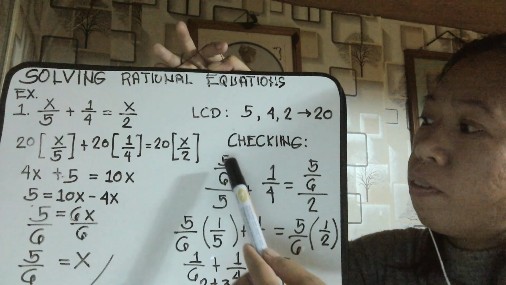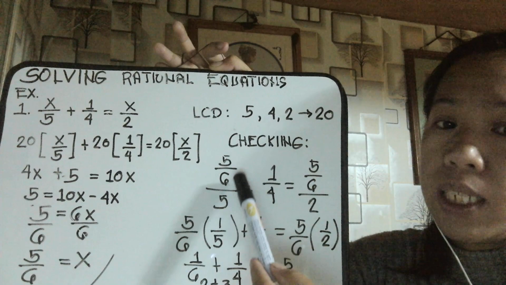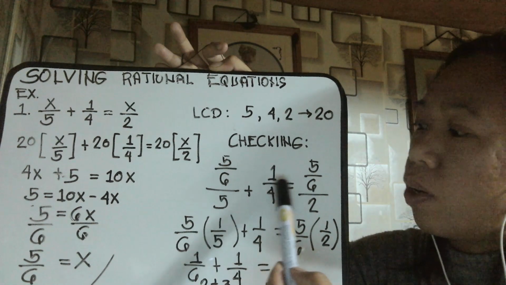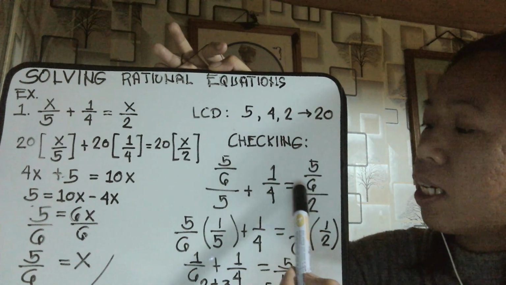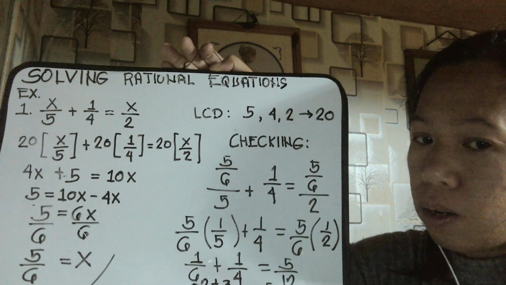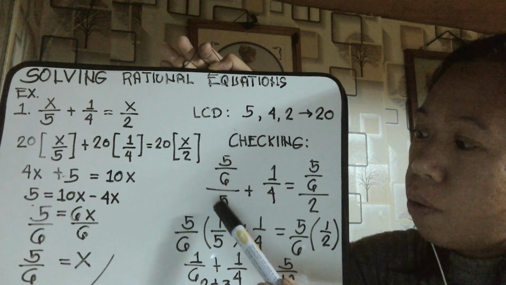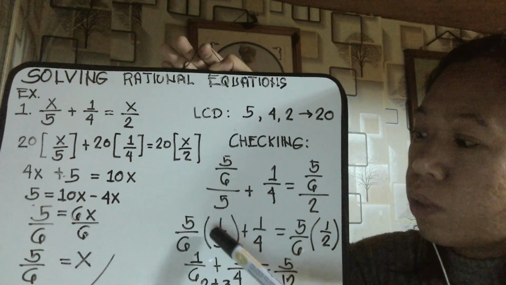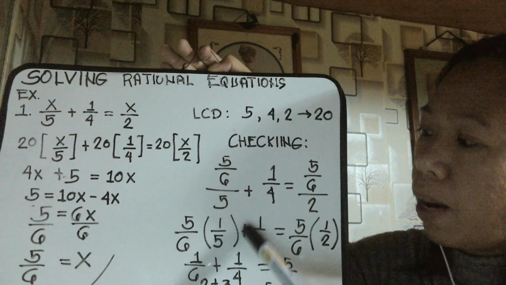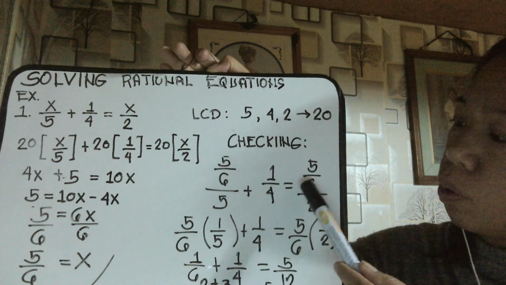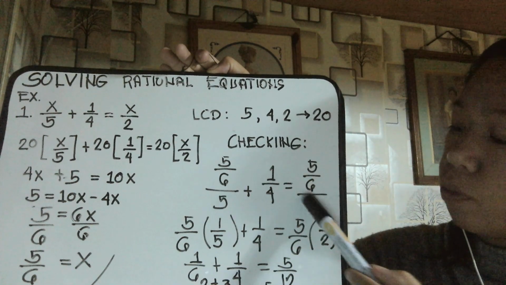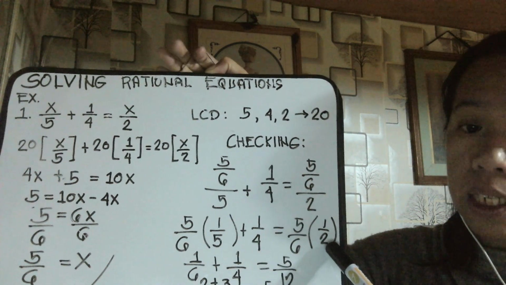So we have 5 over 6 over 5 plus 1/4 will be equal now to 5 over 6 over 2. Then solving, how did we get 1/5 here? We got the reciprocal of 5, which is 1/5. So 5 over 6 times 1/5 plus 1/4 will be equal now to our numerator 5 over 6. Then we get again the reciprocal of 2. That's how we got 1/2 here.